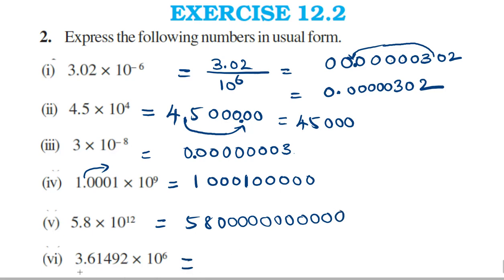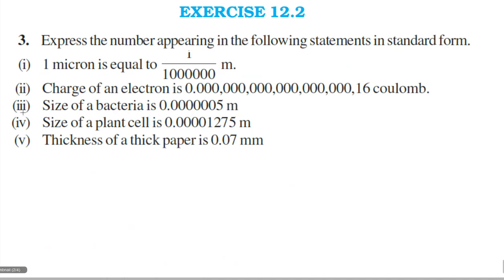Next, sixth one. This is equal to, here 10 to the power of 6, positive exponent we have. So we need to move the point to the right side. How many digits? 6 digits. There are already 1, 2, 3, 4, 5 places. We need to write just one 0. So 3, 6, 1, 4, 9, 2, 0. That's it. Let us go to the next question.